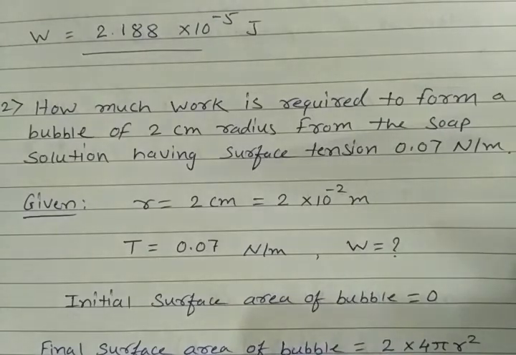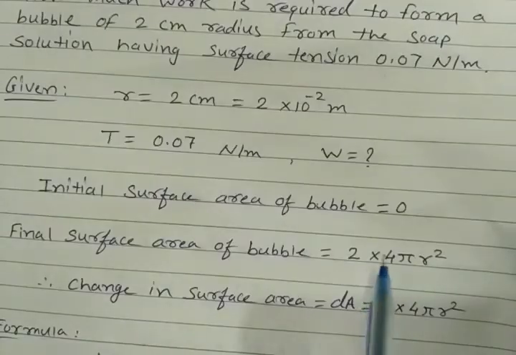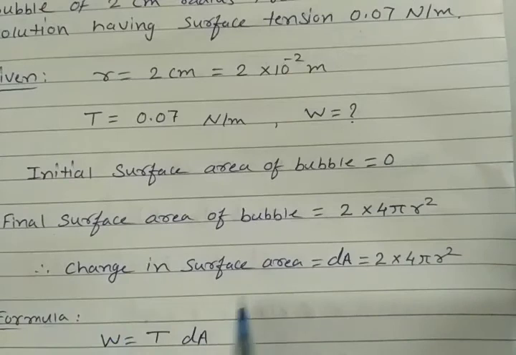Now initial surface area of the bubble is 0 because the bubble is not blown, its surface area is 0. So final surface area of the bubble is 2 into 4 pi r square. Why have we taken 2? Because a bubble has two surface areas, one outer surface area and one inner, and therefore this 4 pi r square is multiplied by 2. So change in surface area dA is 2 into 4 pi r square.